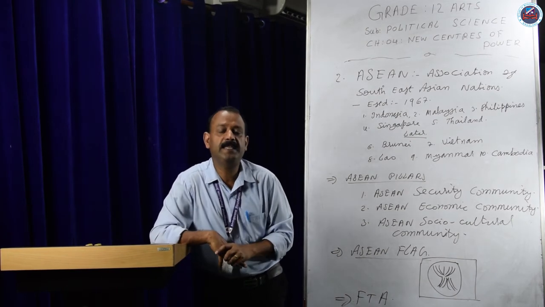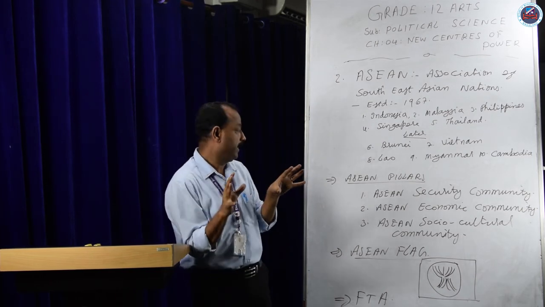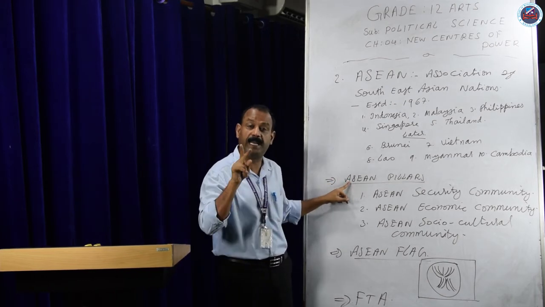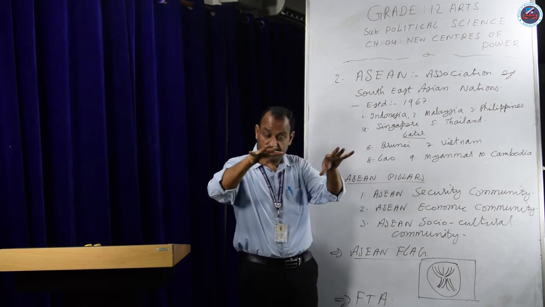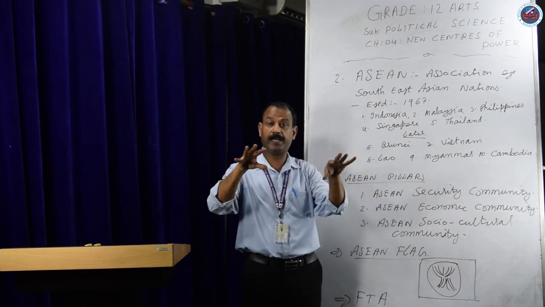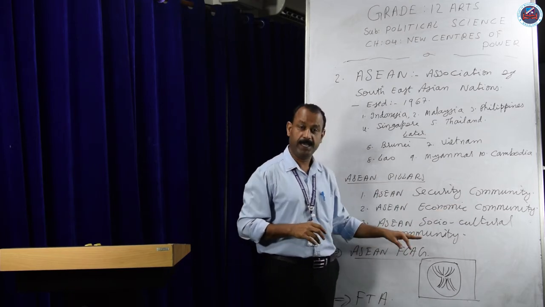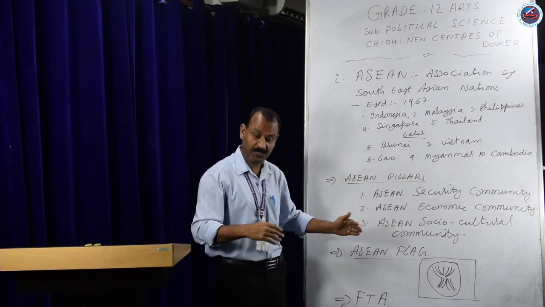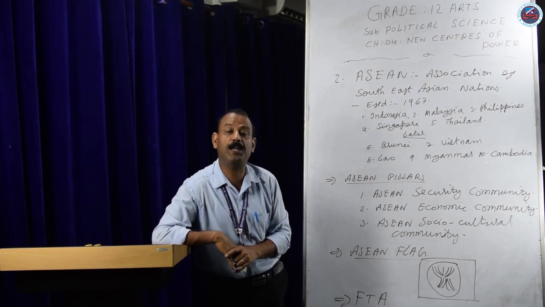Now slowly, this ASEAN tried to expand its power. In order to make it strong, it formed 3 pillars. And this is one of the most important topics of ASEAN. The first one is called the ASEAN Security Community, in order to have security among themselves. The second one is called the ASEAN Economic Community, in order to have economic cooperation among the members. And the third one is called the ASEAN Socio-Cultural Community, in order to have cooperation among them in the field of socio-cultural activities. And with these 3 pillars, slowly, this association is growing and becoming a new center of power in the world.